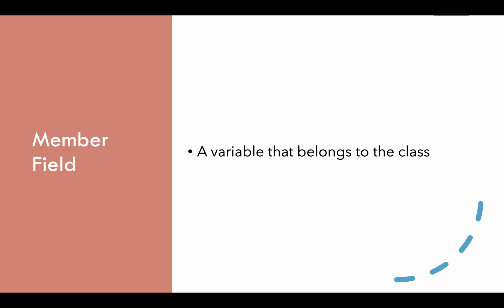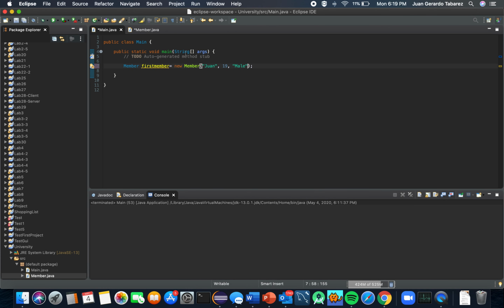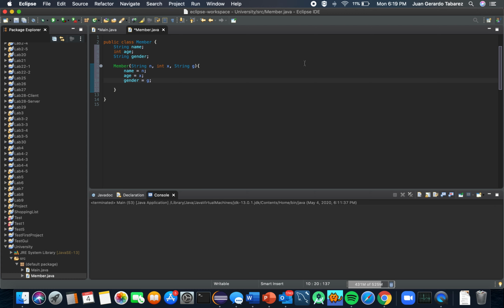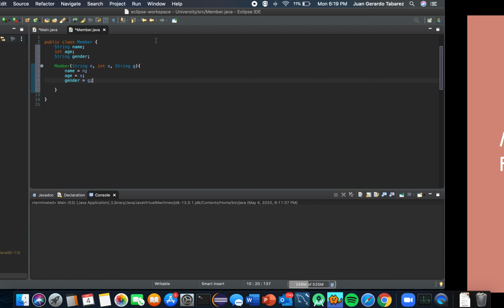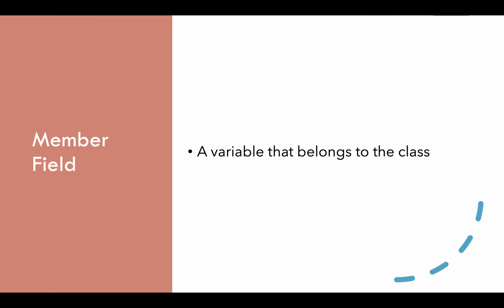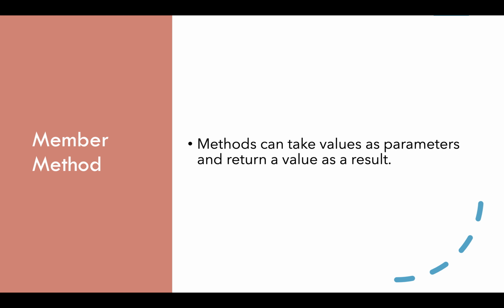So a member field. A member field is a variable that belongs to the class. That's easy to show. So what's a variable that belongs to the class? We have a member class. What are the variables? We have our name variable, our age variable, and a gender variable. These are variables that only belong to the class. So easy to understand, not very complex.